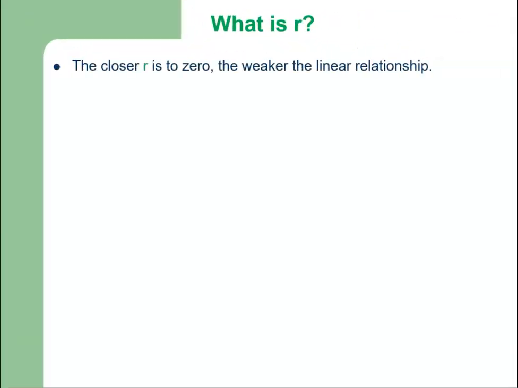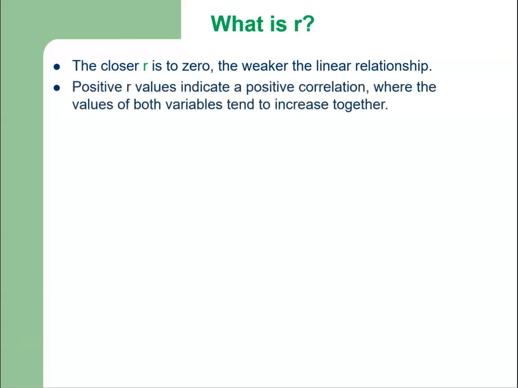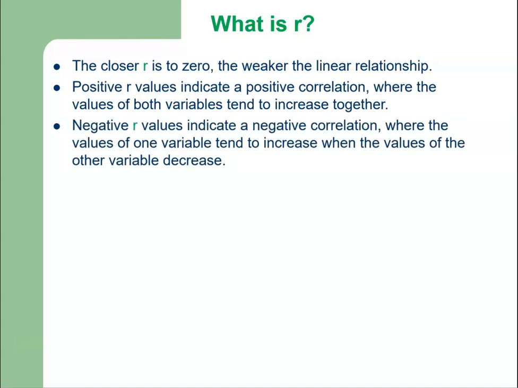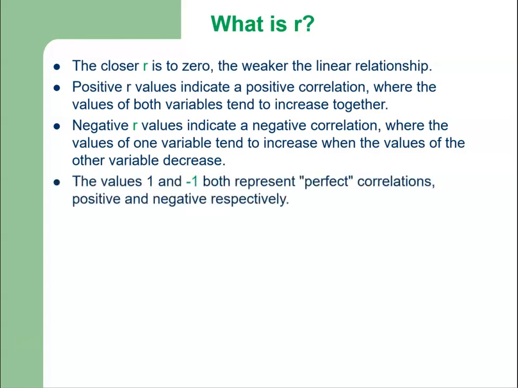If r is closer to 0, then it means that the linear relationship between the two variables x and y is weaker. If the values of r are positives, then it indicates a positive correlation between x and y, where the values of both variables tend to increase in the same direction. Negative r values indicate a negative correlation, where the values of x variable tend to increase when the values of the y variable decrease. That is, when x and y vary in opposite direction.